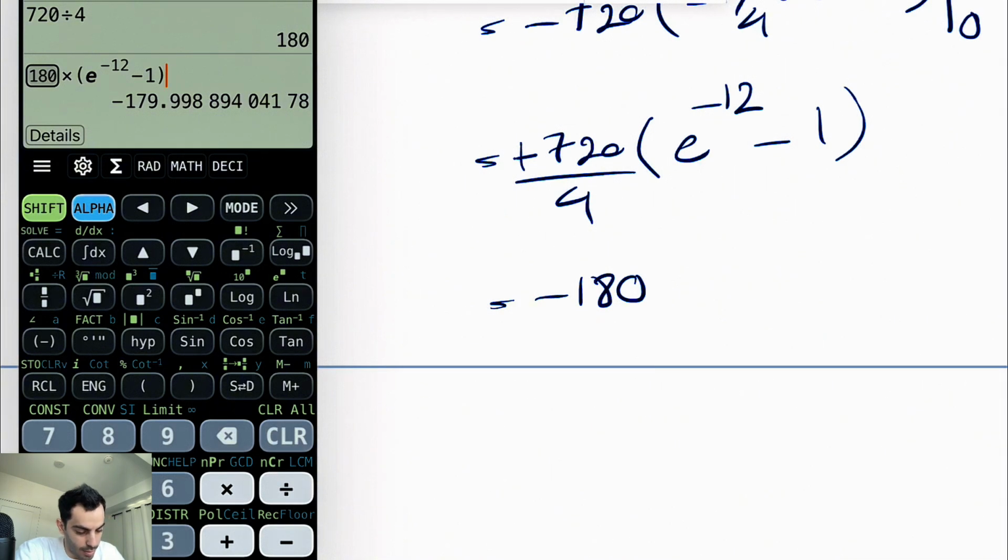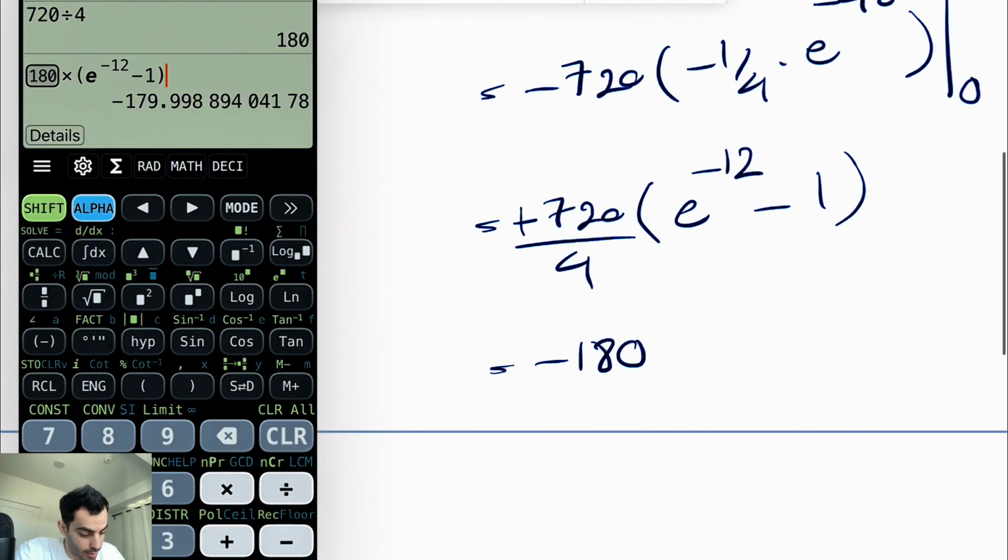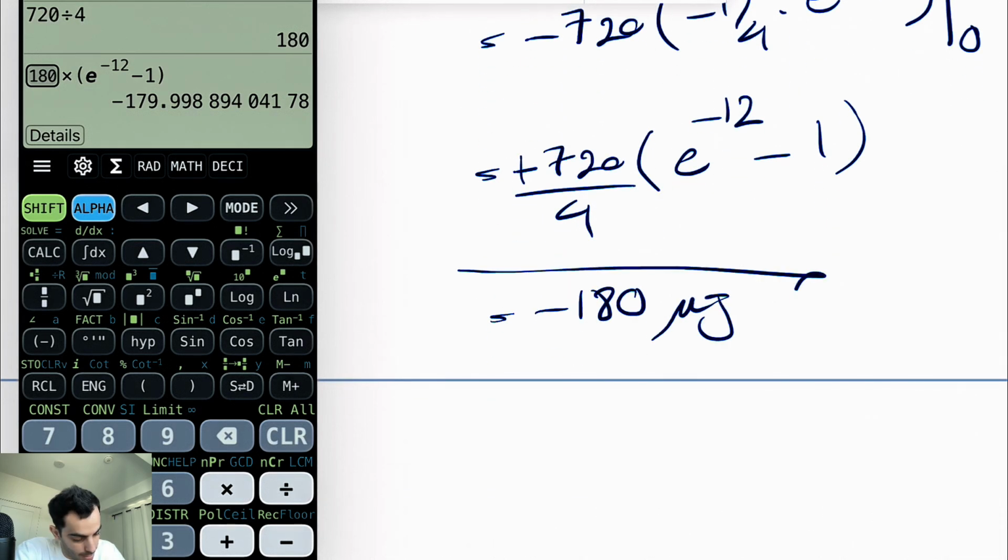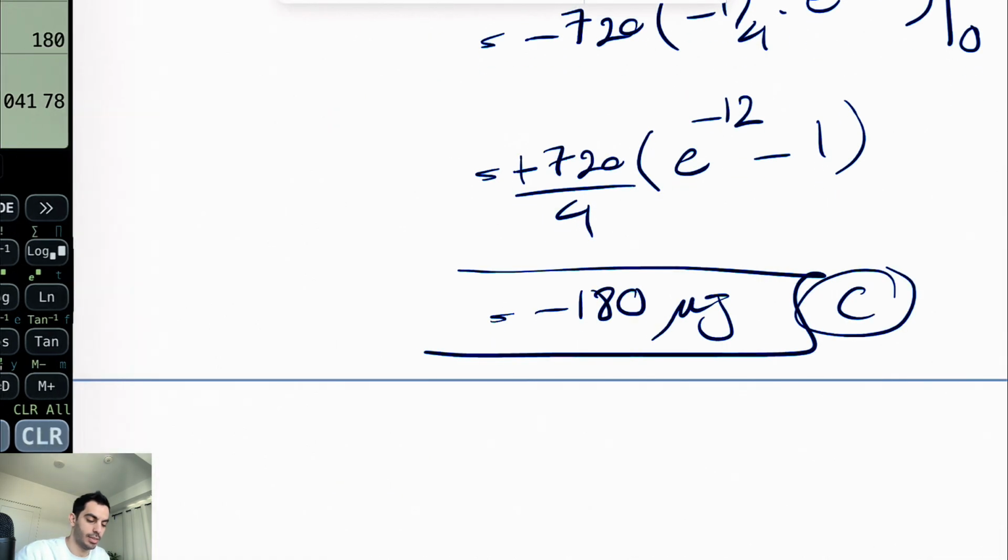And since the power was in microwatts, this is going to be in microjoules. And that's going to be the answer for the C part of the question.